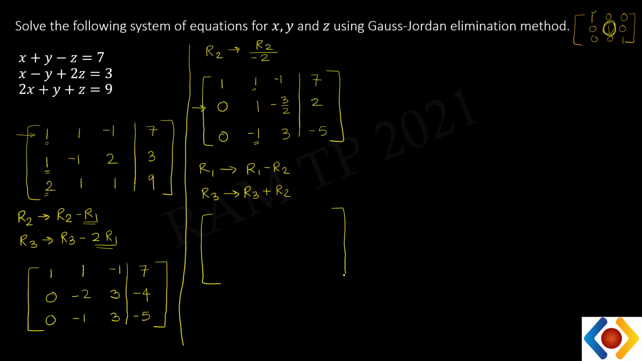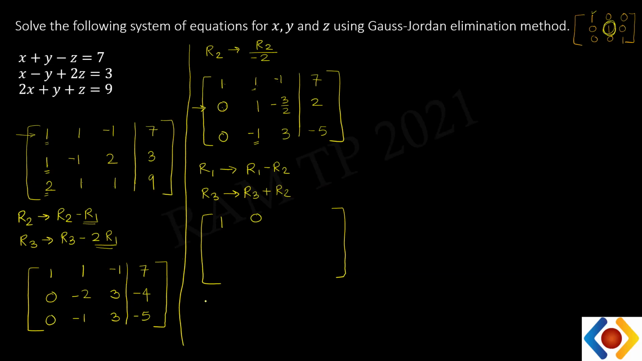First row, are we changing anything? Oh, sorry, we are changing. R1 minus R2. So 1 minus 0? 1. 1 minus 1? 0. Then 0 minus 3 by 2.